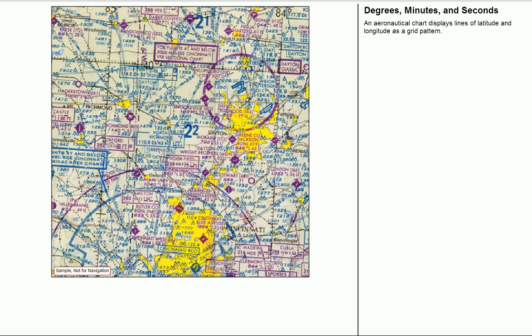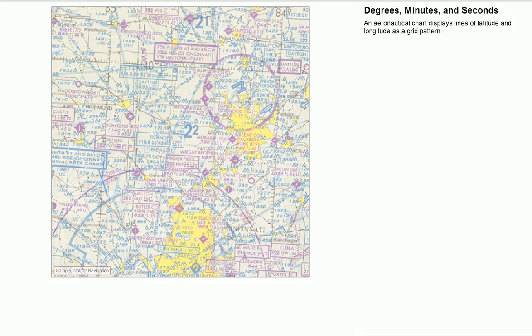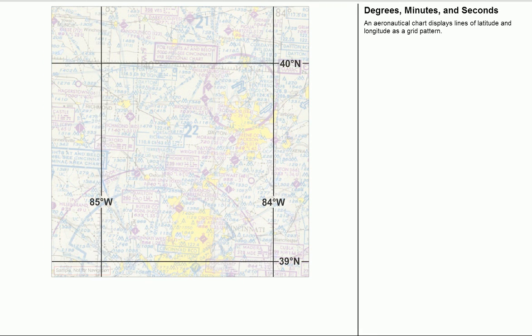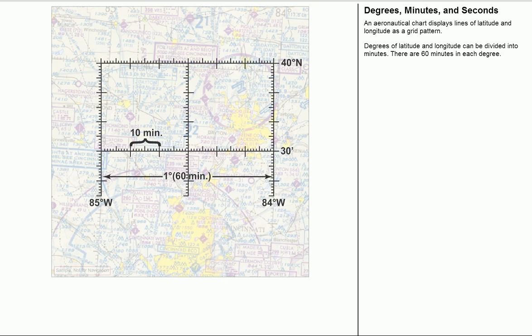An aeronautical chart displays lines of latitude and longitude as a grid pattern. The grid defines a fairly large area. On its own, it often cannot precisely define a point on a chart or the Earth using only degrees. The concept of minutes and seconds was introduced to provide a method for further defining geographic points within a given grid. Degrees of latitude and longitude can be divided into minutes. There are 60 minutes in each degree.